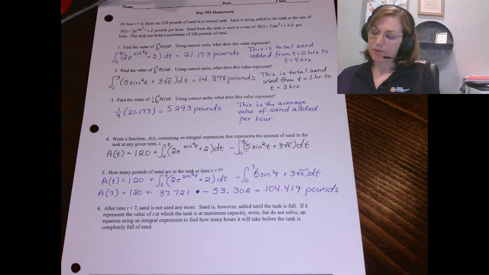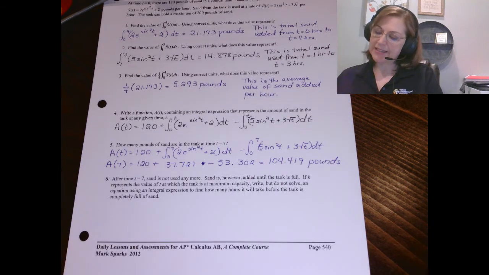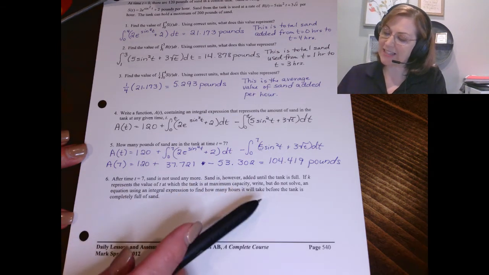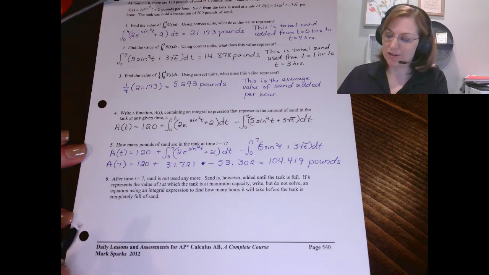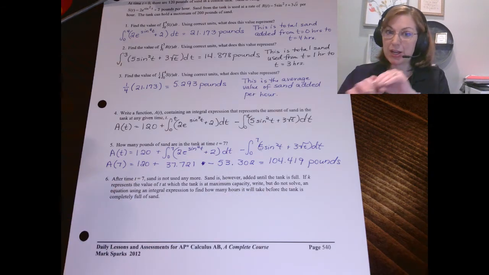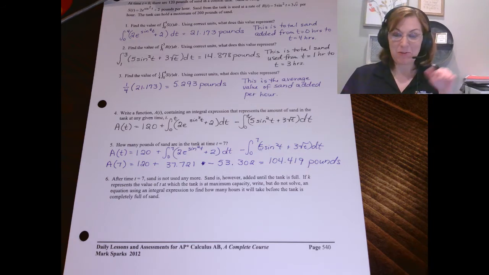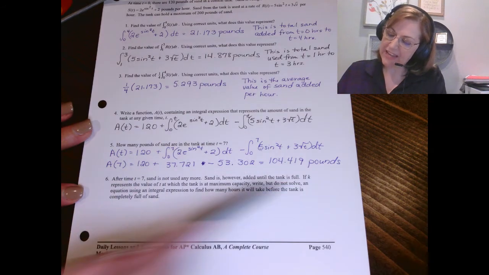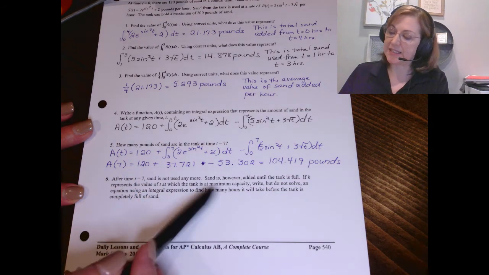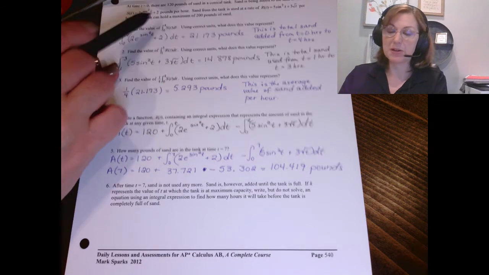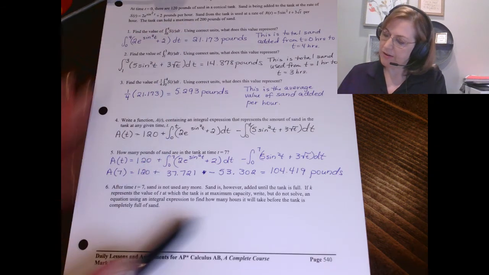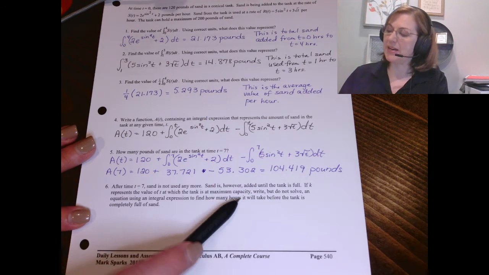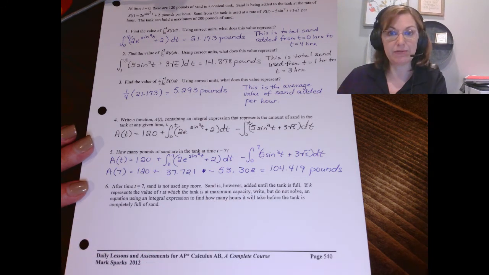Okay, now look at number 6. At time t equals 7, sand is not used anymore. Sand is, however, added to the tank until it is full. So at time t equals 7, R of t goes away, right? Because we're not bringing out any more sand. If K represents the value of t at which the tank hits a maximum capacity, remember that maximum capacity was 200, write but do not solve an equation with an integral expression to find how many hours it will take before the tank is completely full.